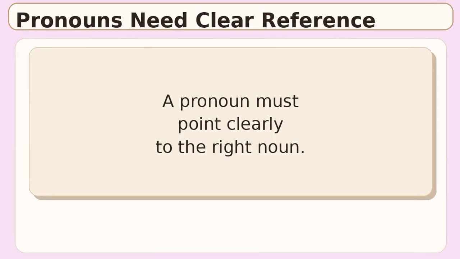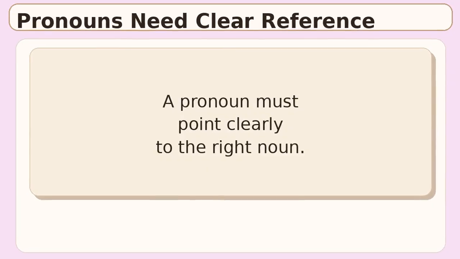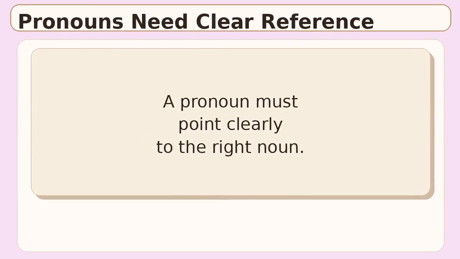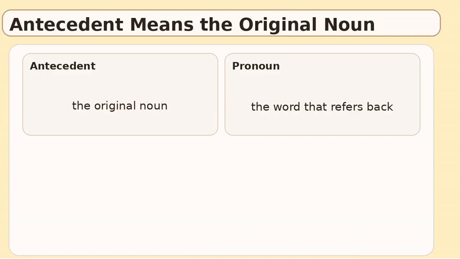A pronoun only works well when the listener can clearly understand which noun it refers to. If the reference is confusing, the whole sentence becomes weak. The noun that a pronoun refers back to is called the antecedent. If the antecedent is unclear, the reader has to guess, and that is not good writing.